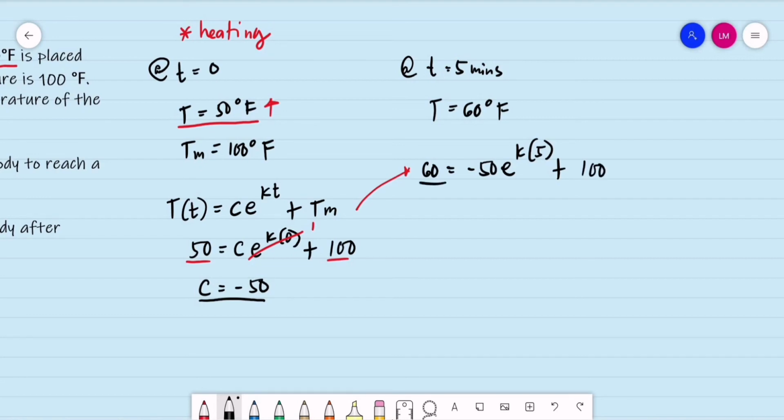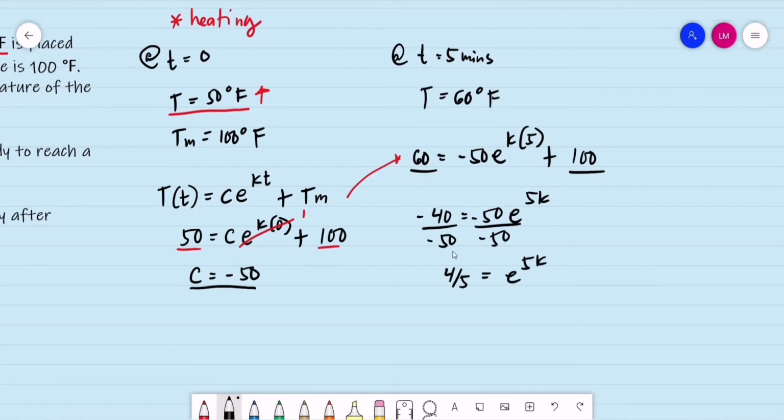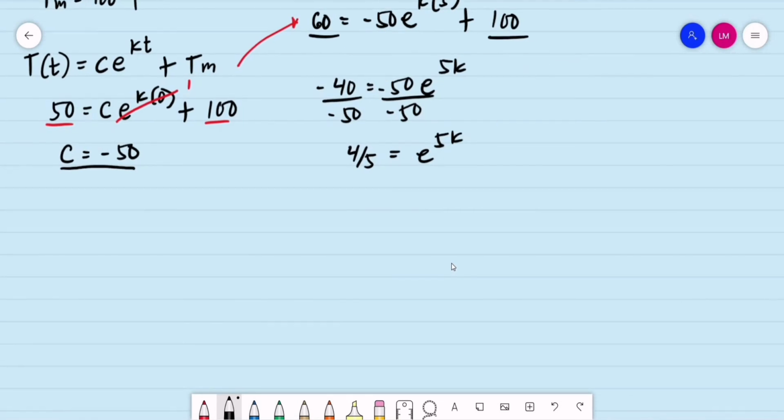So 60 less 100 is negative 40, which is now equal to negative 50 times e raised to 5k. Dividing both sides of the equation by negative 50, negative 40 over negative 50 is positive 4/5, equal to e raised to 5k. Solving for the proportionality constant k, we take the natural logarithm: ln of 4/5 is equal to ln of e raised to 5k.